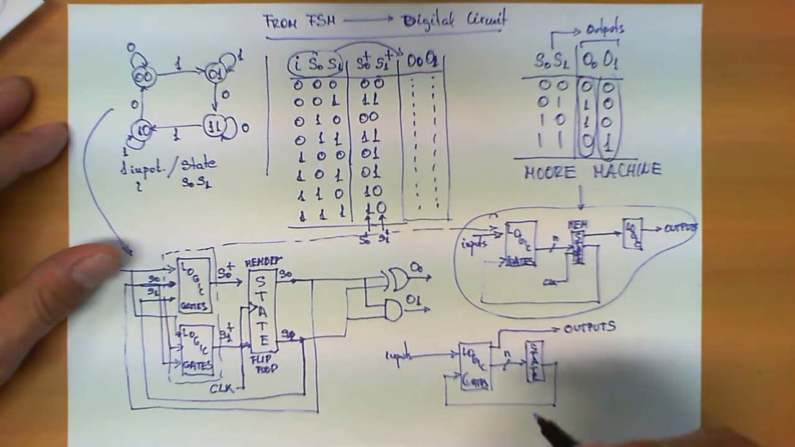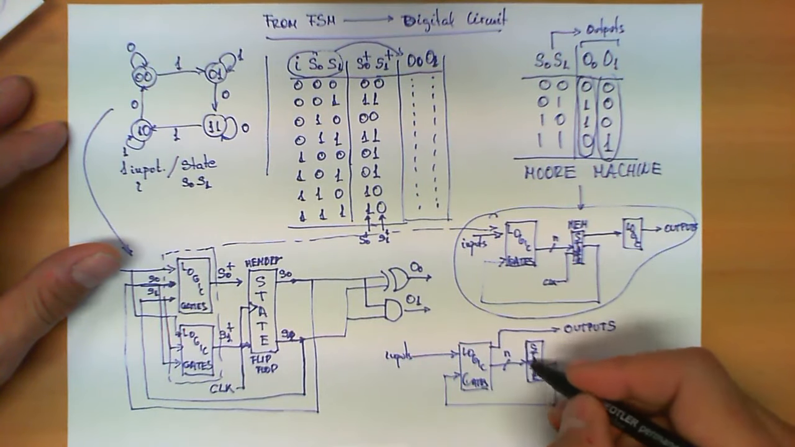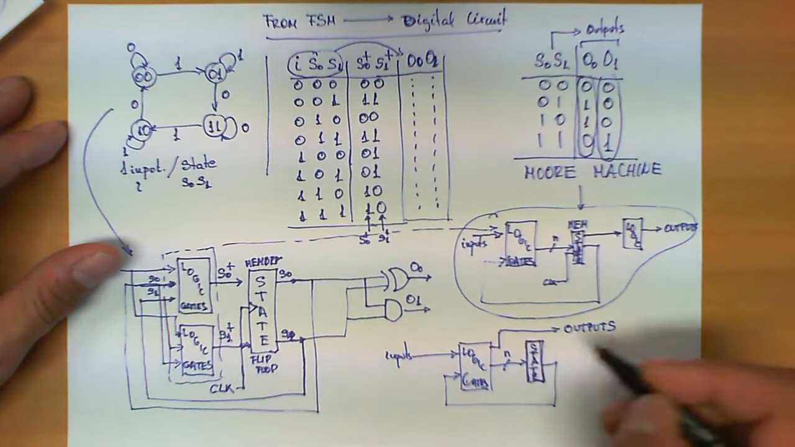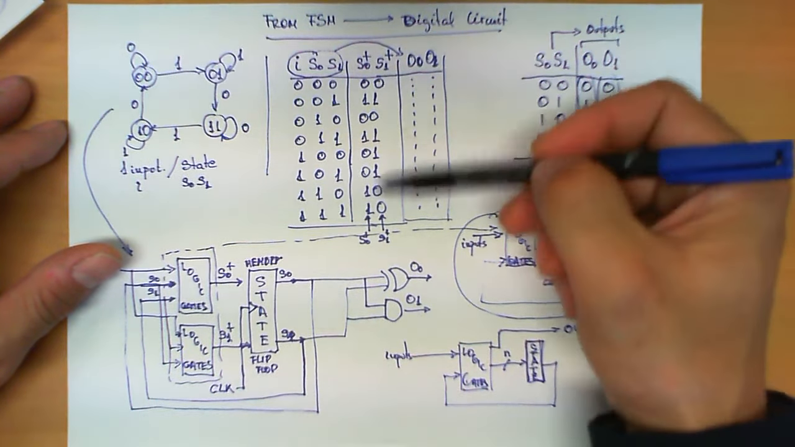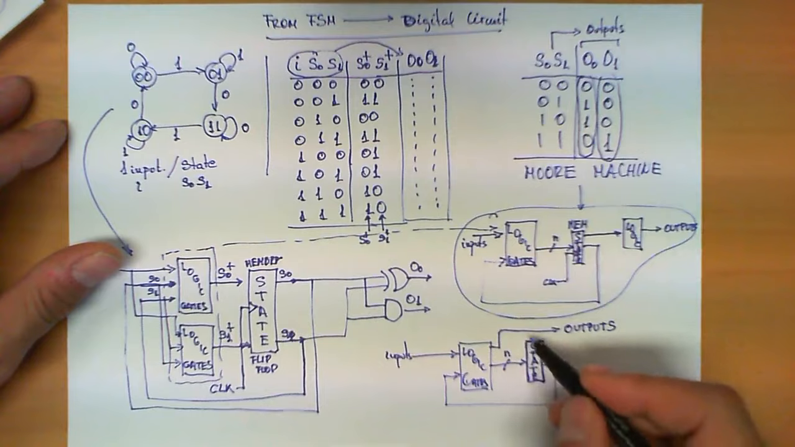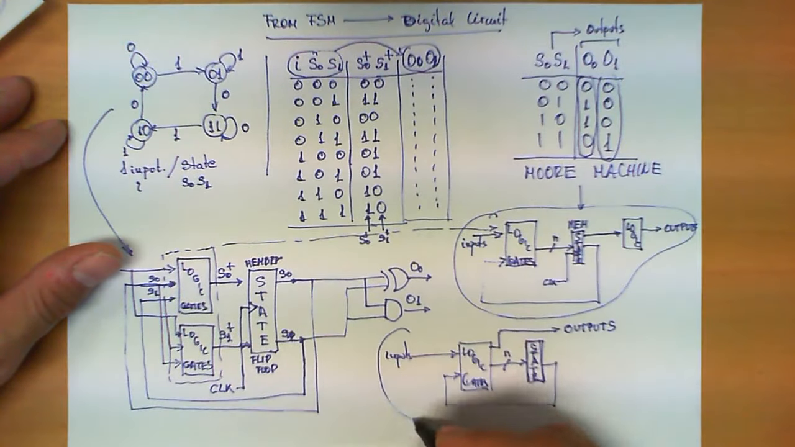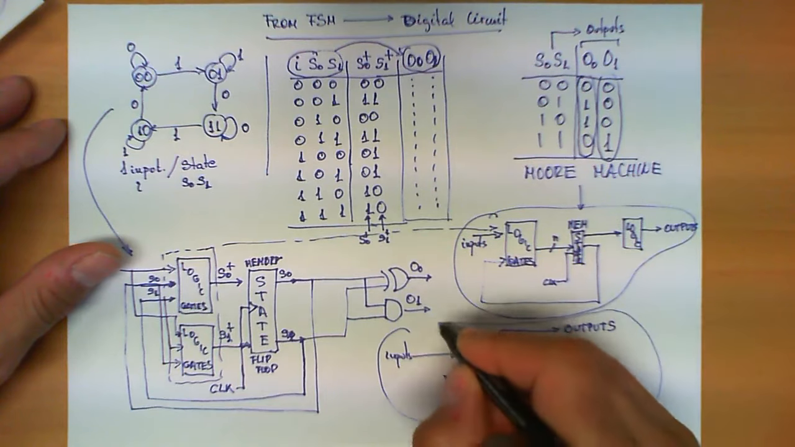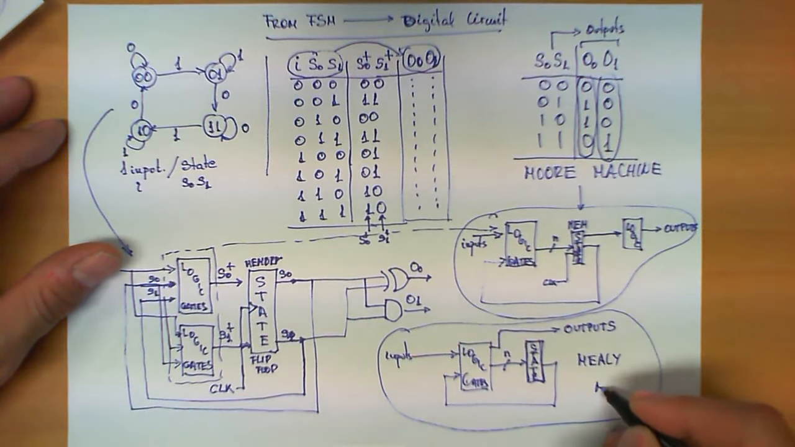In other words, in a Mealy machine, all the logic gates that are connected to the states actually produce two sets of outputs, the state outputs, which would be represented by these columns here, and the outputs, which would correspond to these two columns over here. So this scheme here corresponds with the structure of a Mealy machine.